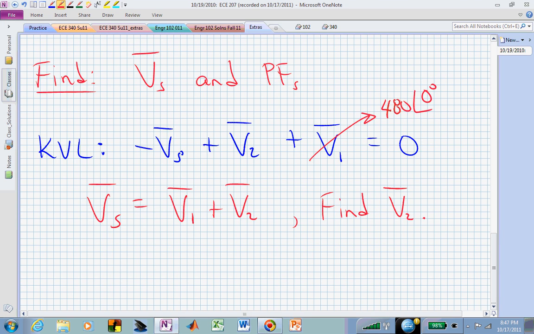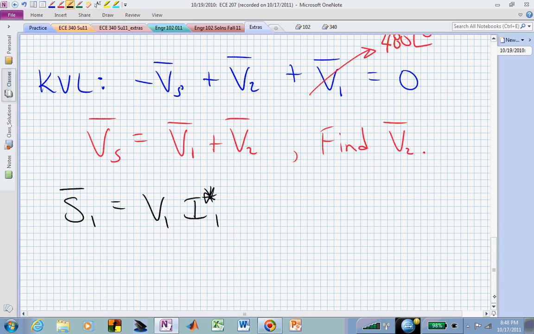And if we find V sub S as a complex number, then if we know the current flowing through the circuit, we can now find the power factor associated with the combination, or the total, of loads 1 and 2. Now remember what the complex power expression is. That's this complex power S is equal to V times I complex conjugate, and we can actually do that for each of these different loads.